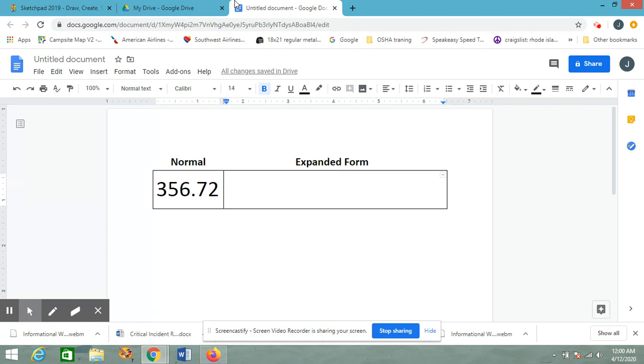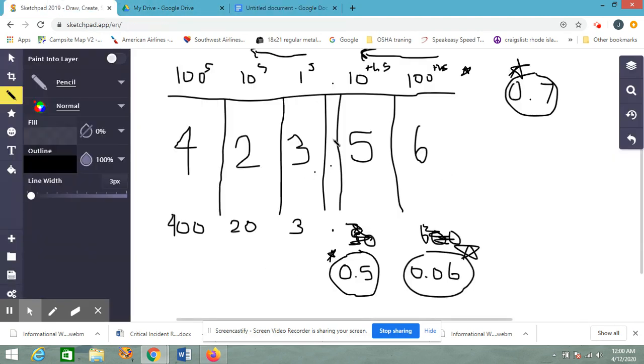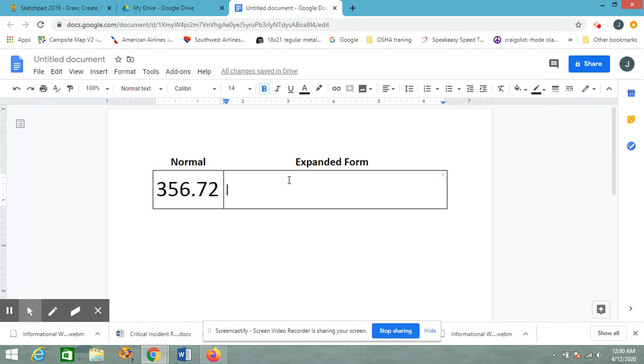Now, writing in expanded form is actually kind of the same thing as this. It has to do with place value. So when we write in expanded form, we're looking at this number right here. I have 356 and 72 hundredths, or 0.72. I have this number, and I want to write it so that I can see the place value in a way that's through multiplication. And let me show you what I mean.